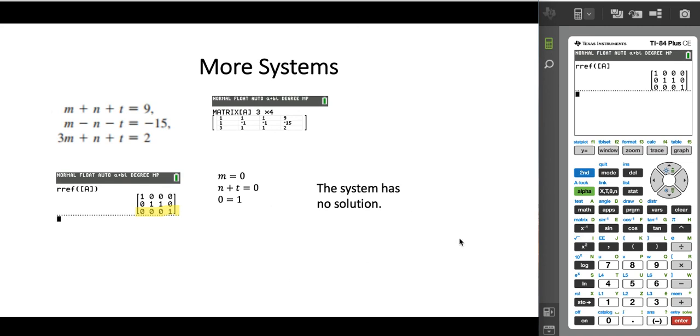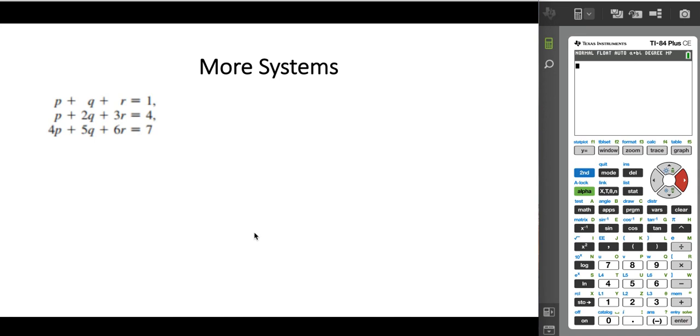Okay, one last example. Let me clear this for you. And let's do the next one. Okay, so in the next system, we're going to put that in our calculator, second matrix, toggle over to edit. Notice the old one's in there. We're just typing over it. So it's a 3 by 4. And I'll pause and put my values in again.